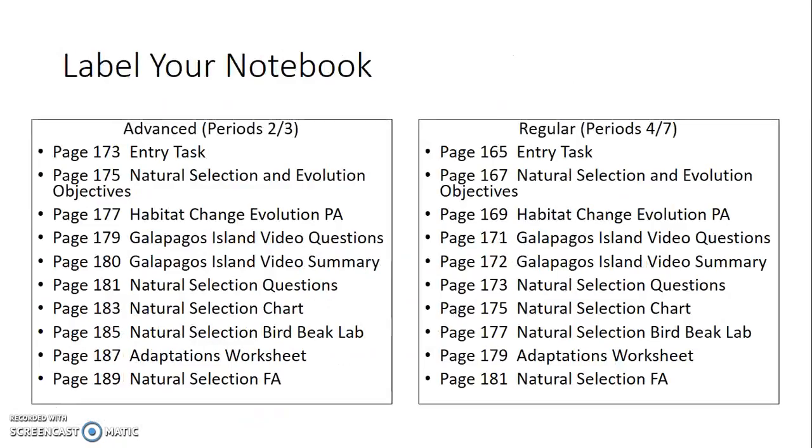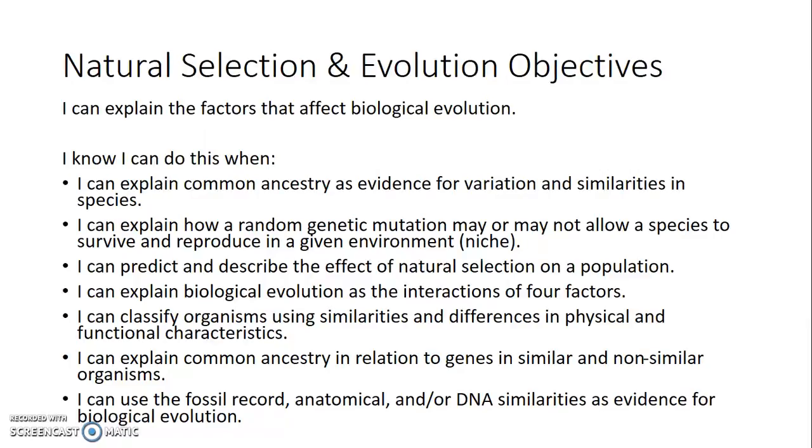Our objectives is the first thing, either page 175 or page 167. Here are the objectives that we're going to cover for the next couple of weeks as we learn about natural selection and evolution. Overall, our big objective is that I can explain the factors that affect biological evolution. I know I can do this when, first, I can explain common ancestry as evidence for variation and similarities in species. Next, I can explain how a random genetic mutation may or may not allow a species to survive and reproduce in a given environment called a niche.